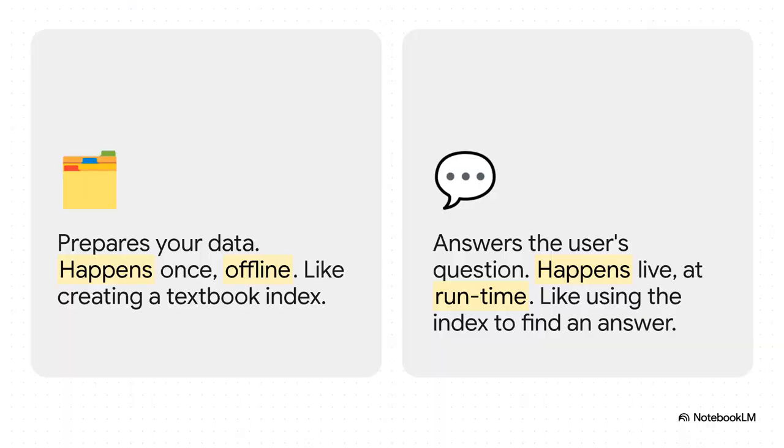On one side, you've got indexing. This is all the prep work. It happens once, behind the scenes. Think of it like creating the index at the back of a textbook. Then you have retrieval and generation. This is the live show. It happens every single time a user asks a question. It's like the AI using that textbook index to instantly find the right page and give you the answer.